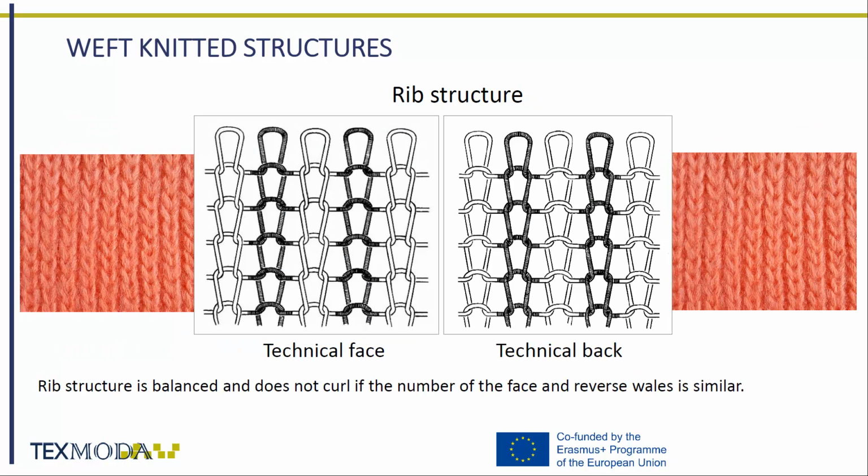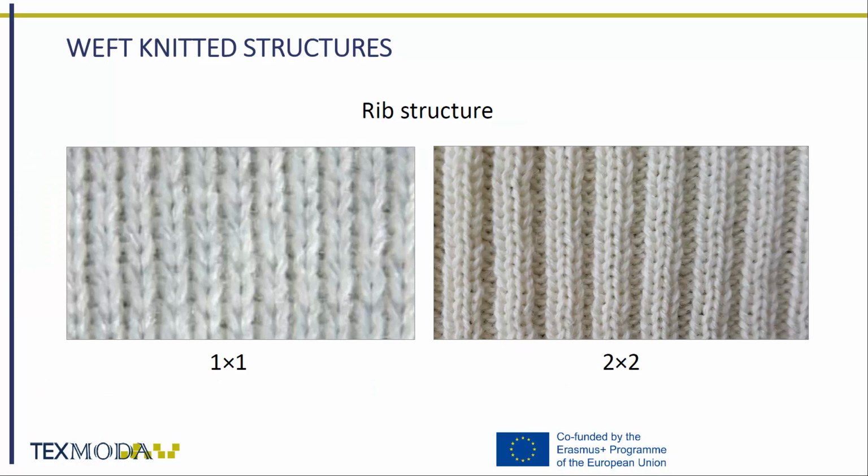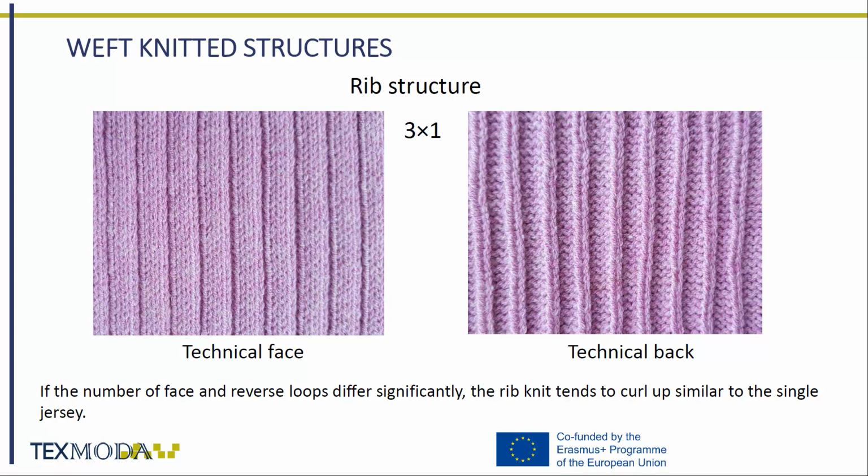Rib pattern is knitted on a double needle bar knitting machine and is composed of the face and traverse wales in turn. Rib pattern can be knitted in different pattern repeat. If the number of face and traverse wales is different, the technical face and technical backsides look also different.